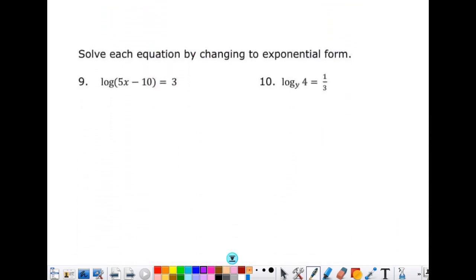Okay, solve each equation by changing to exponential form. So we're still doing the same thing. So what base goes right here? A 10, because there is no base. Remember we had that a minute ago? So 10 to the 3rd power equals 5x minus 10. So here's our x right here. So all we need to do is just solve this. But we need to make this a little easier to work with. What is 10 times 10 times 10? 1,000.